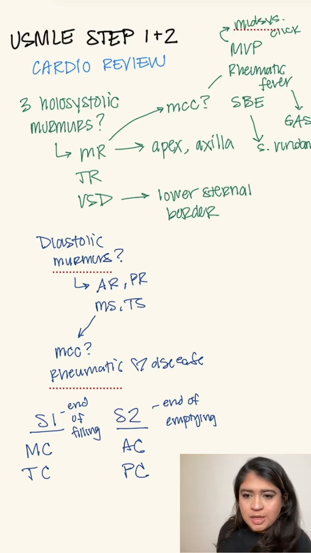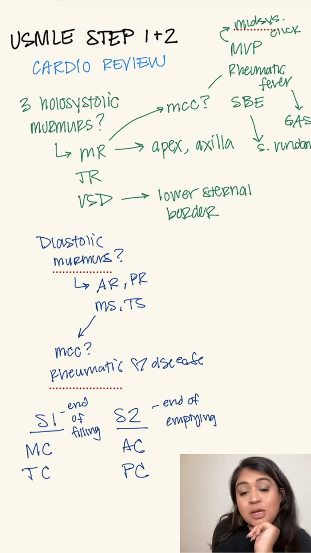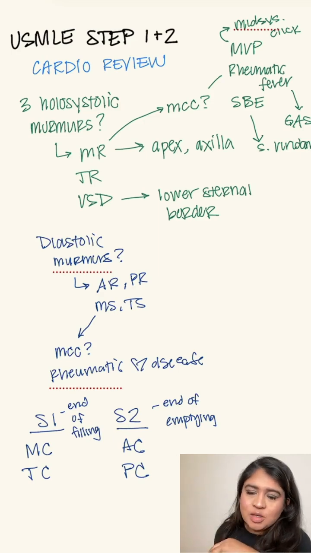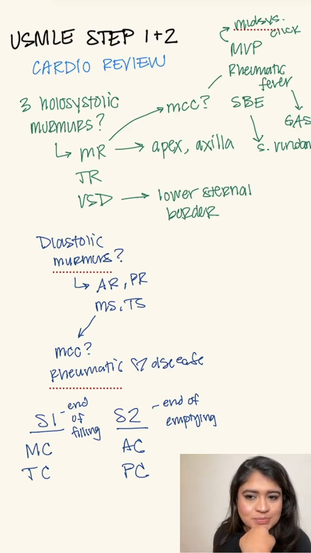Now, another layer you can add is right-sided murmurs versus left-sided murmurs. Right-sided murmurs are usually louder on inhale, left-sided murmurs are louder on exhale.